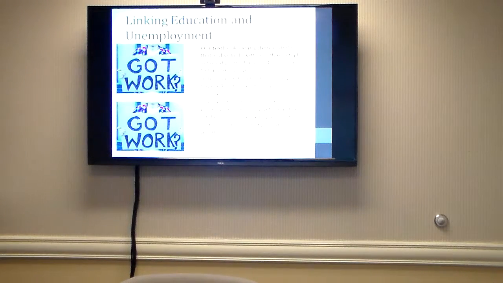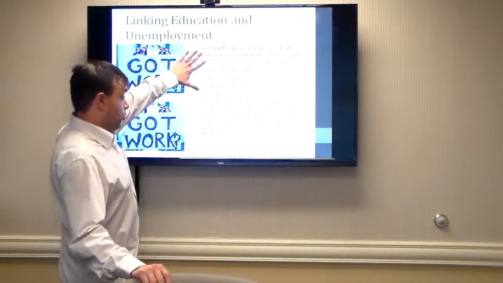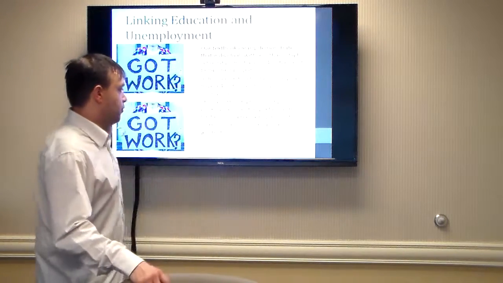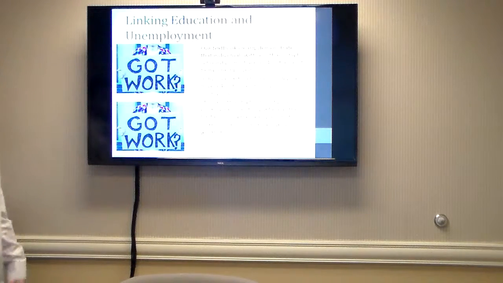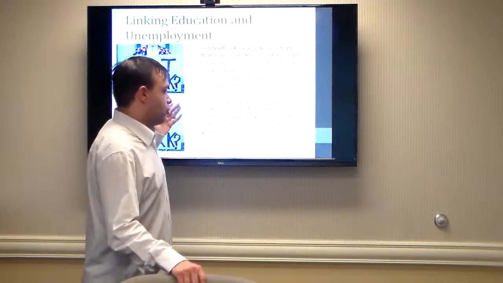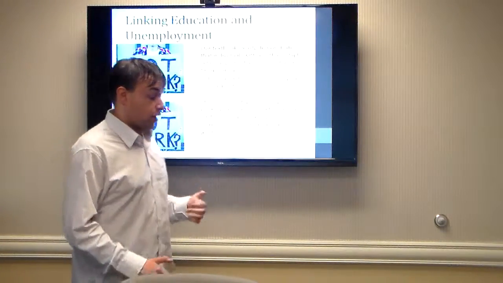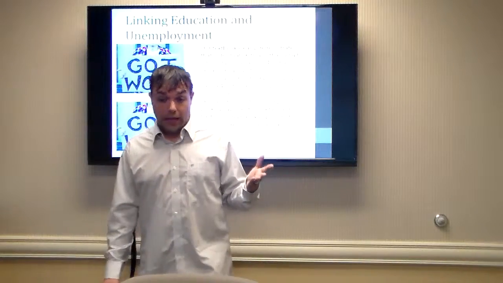So linking education to unemployment, our textbook shows that individuals with less than a high school diploma have a 14% chance of being unemployed. Individuals with a bachelor's degree have a 4% chance of being unemployed. So the less than high school figure is growing, but the bachelor's degree example is not. But I'm making the argument that a bachelor's degree is becoming the new high school diploma.